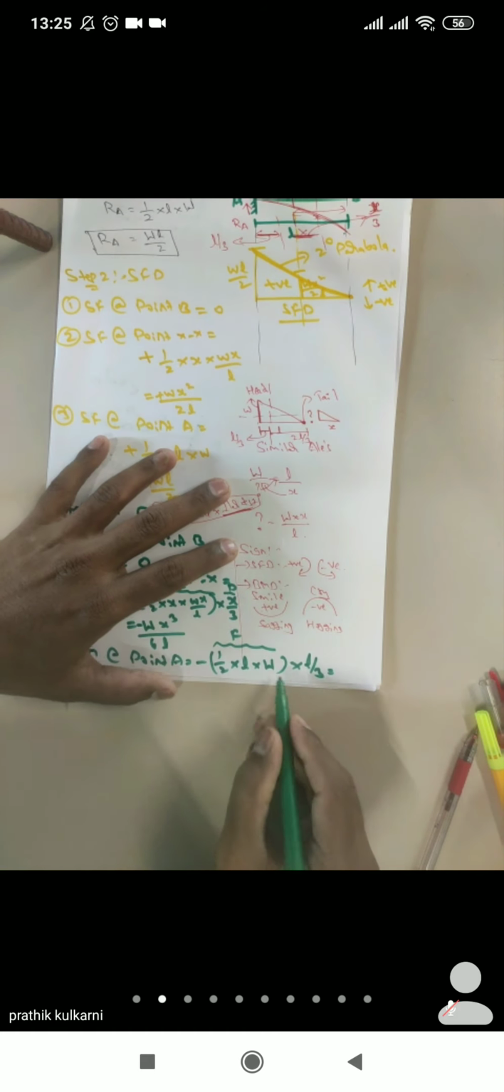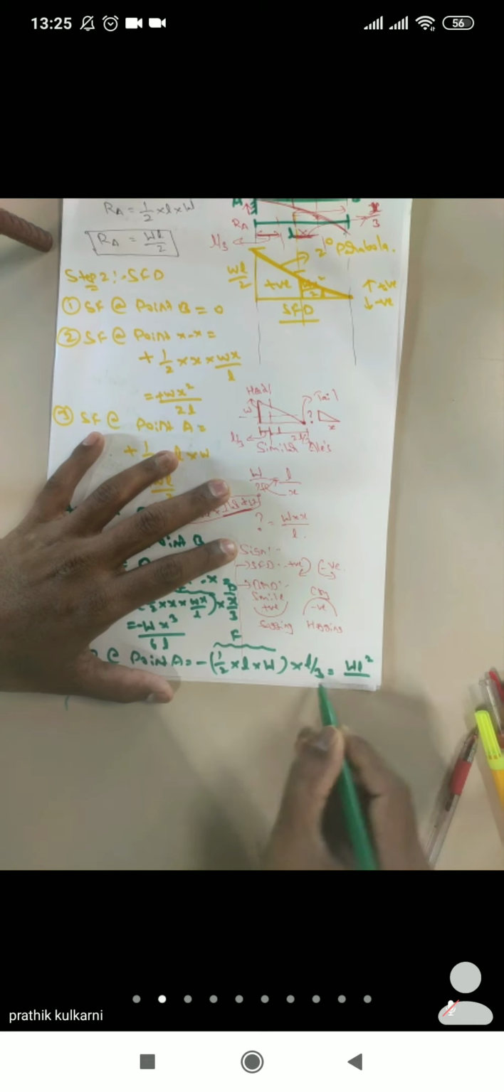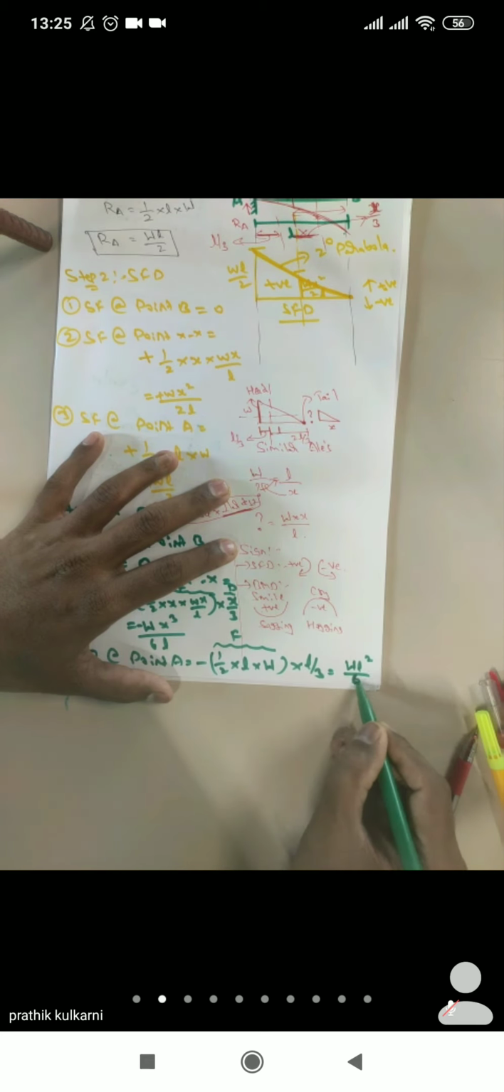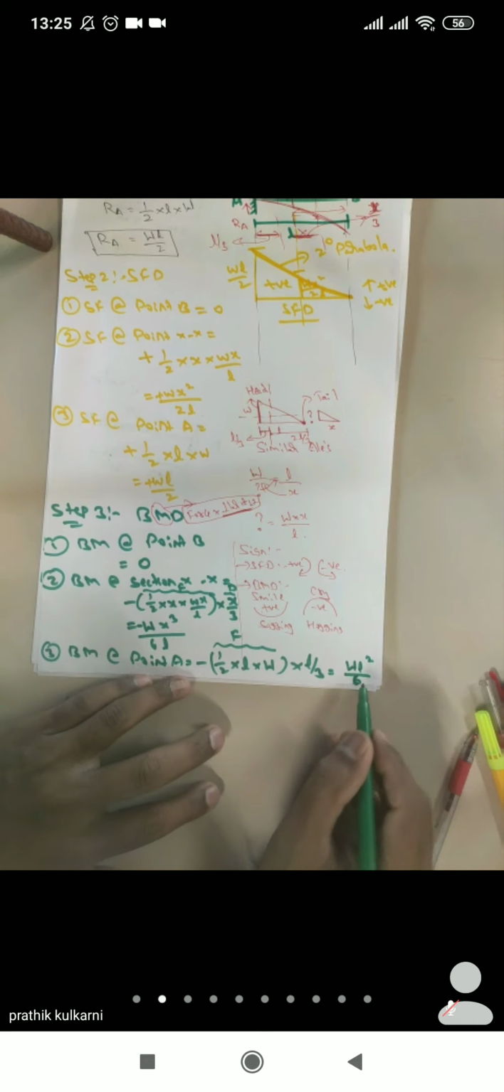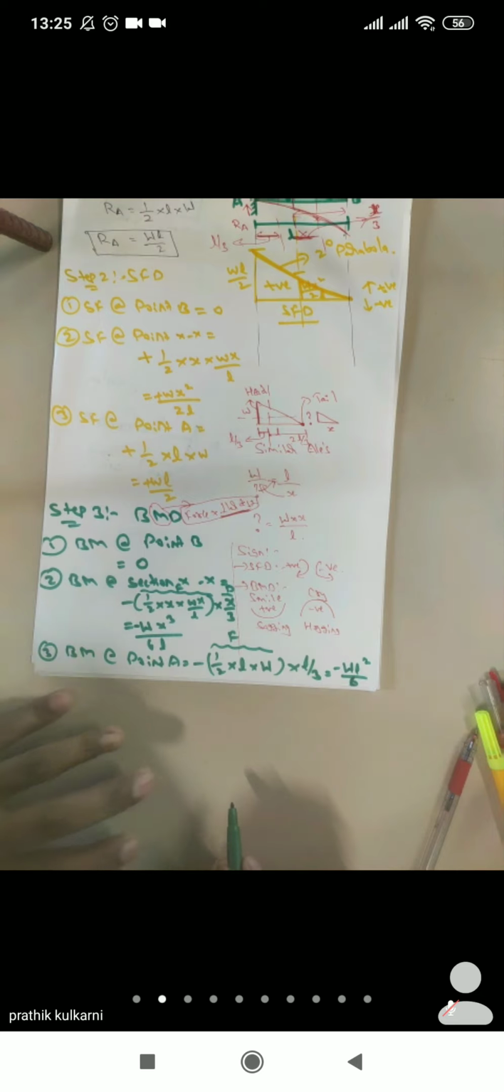So what is the total answer? W into L, which is WL square by 6. So WL square by 6, and we have minus here. Yes or no? Anyone, any doubt?